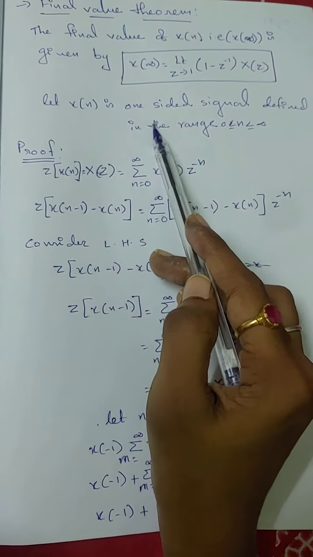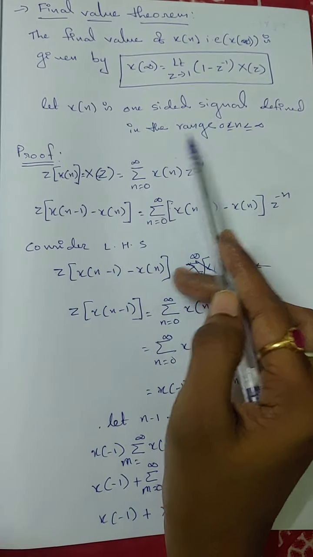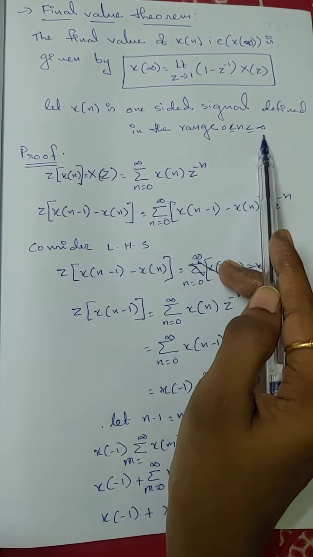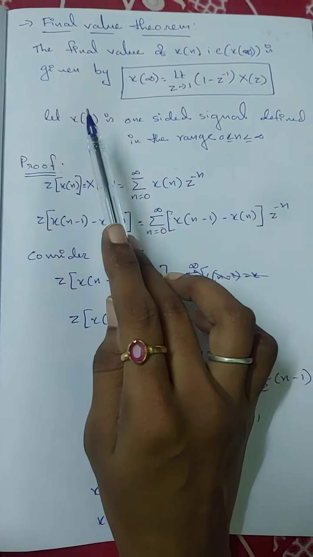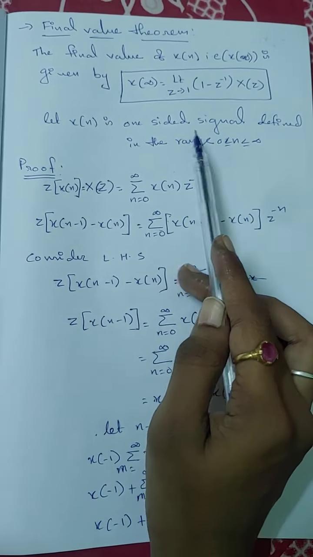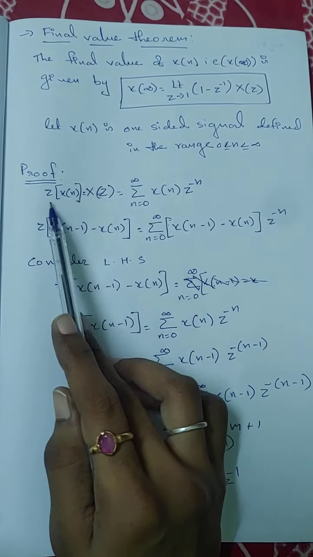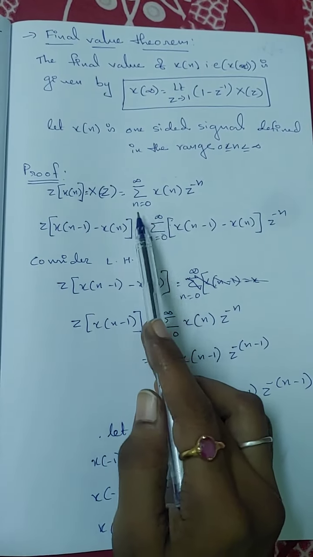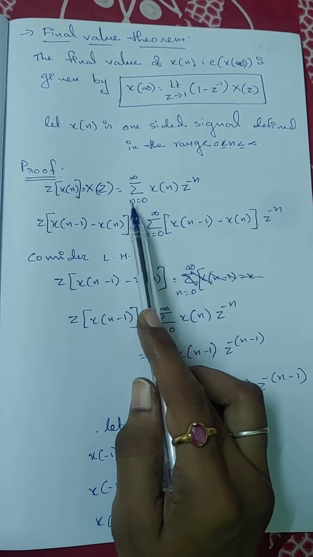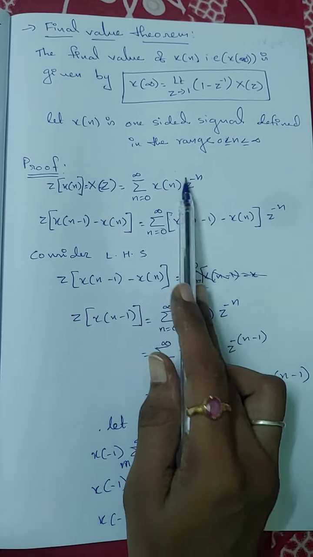Let us take x of n as a one-sided signal defined in the range n from 0 to infinity. This final value theorem is very important from the exam point of view. Now let us see the proof. Take the Z transform equation, that is, Z transform of x of n is equal to X of z, which is equal to summation n equals 0 to infinity x of n z power minus n, taking a single-sided signal.